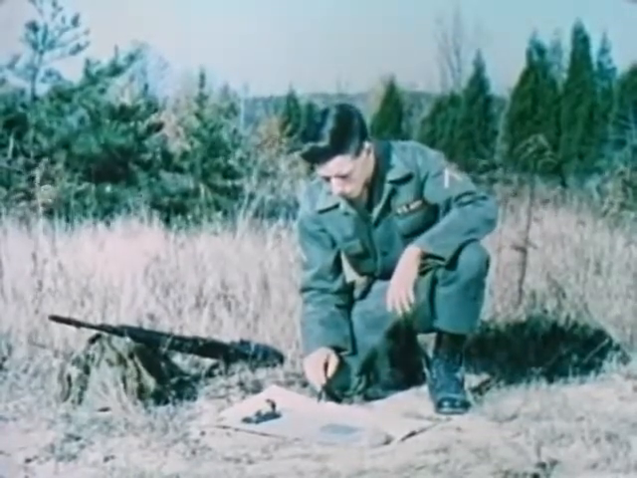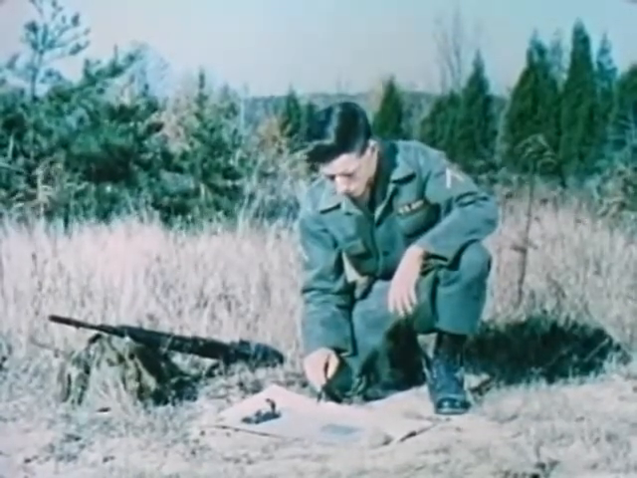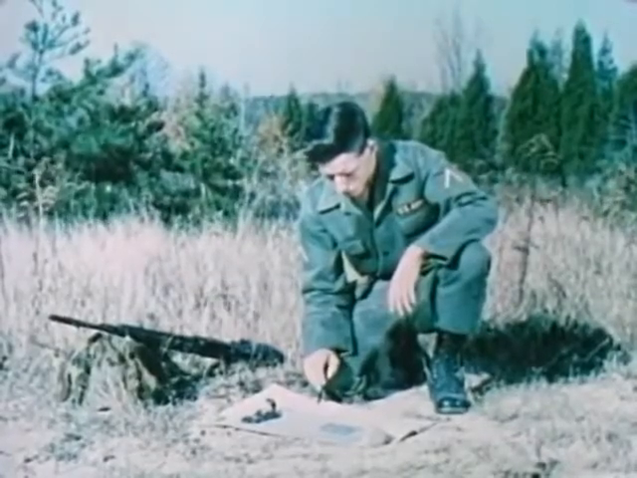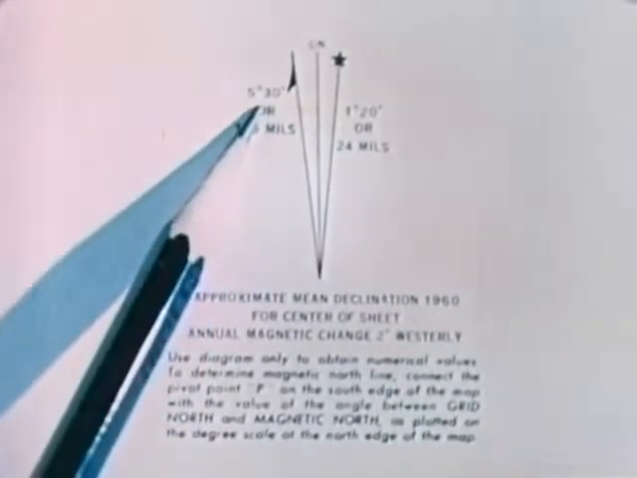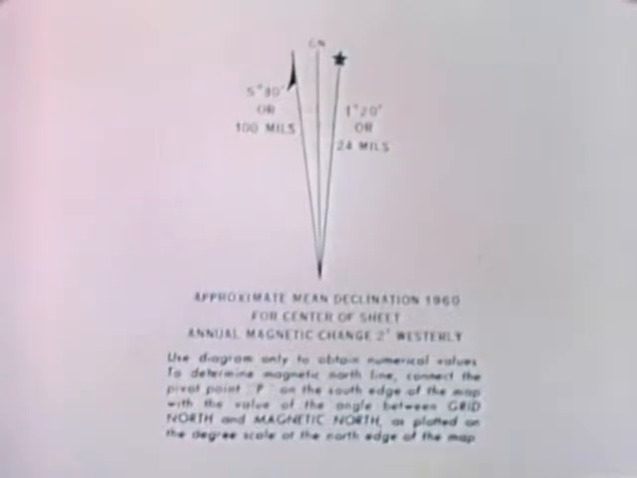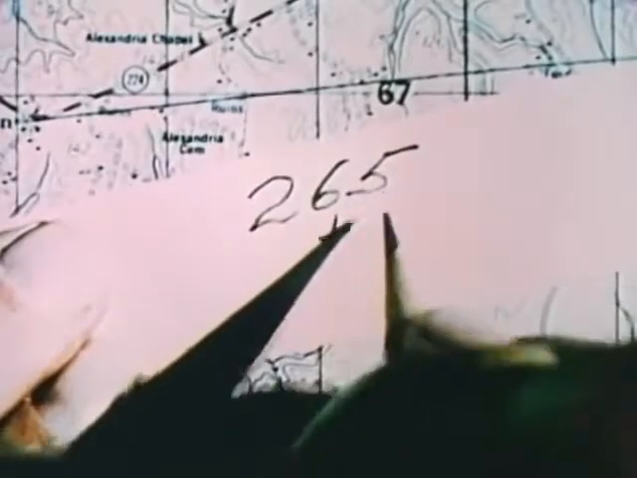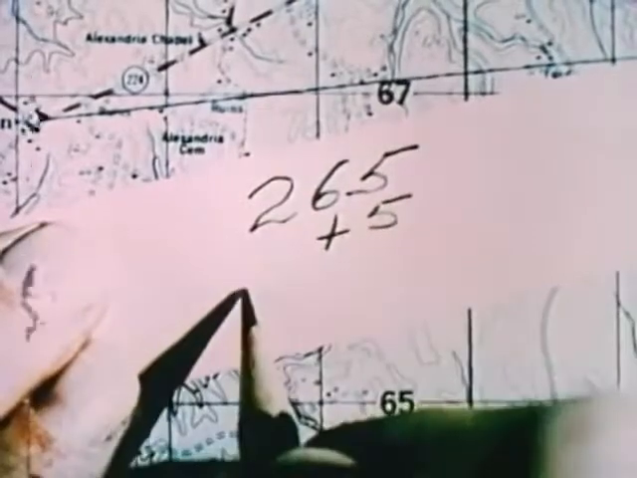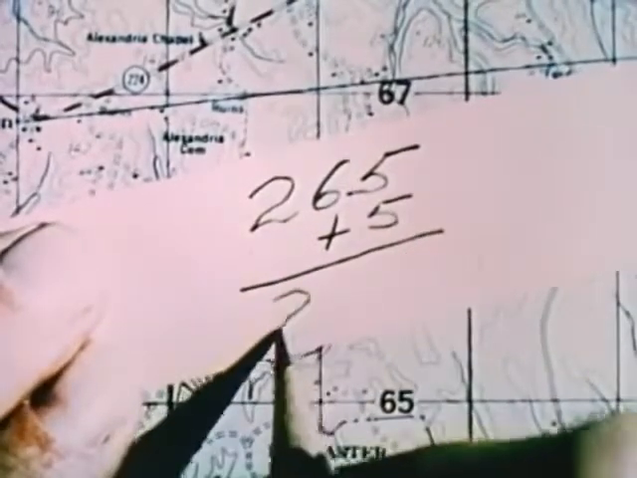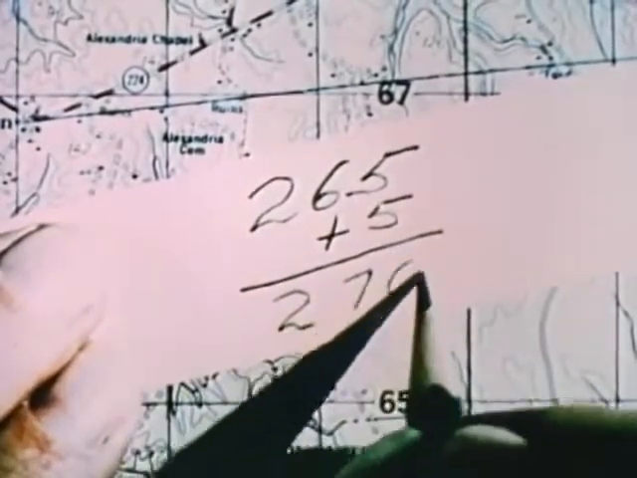But remember, this is grid azimuth, and to use his compass to follow it, this figure must be converted to magnetic azimuth. The declination diagram tells the man that the GM angle is 5 degrees west, and magnetic azimuth is greater than grid azimuth. So he knows that to obtain magnetic azimuth, he must add the value of the GM angle to his grid reading. This results in a magnetic azimuth of 270 degrees, and the soldier is ready to set his compass for cross-country use.